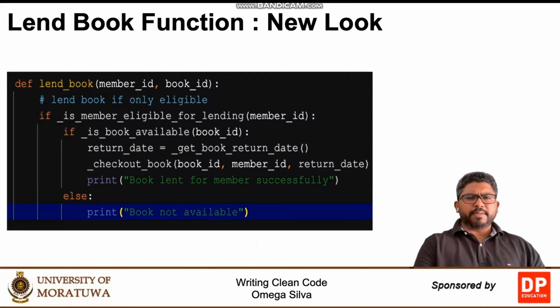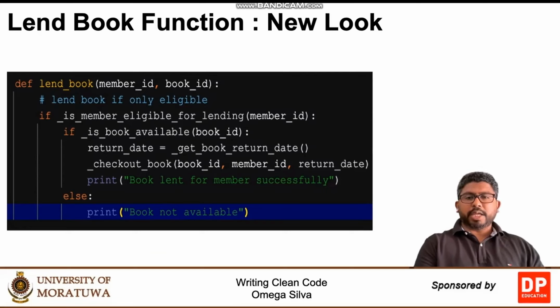First of all, it's asking if is member eligible for lending, and passes a member ID, and the function says true or false. And depending on that, if the member is eligible, then it again asks the question, is book available, passing the book ID. And if the function says true again, then the logic knows it can move into calculating the return date and checking out the book. And that's exactly what it does.